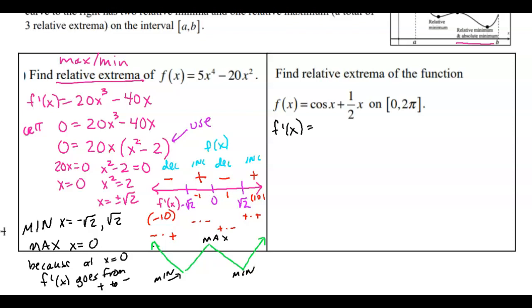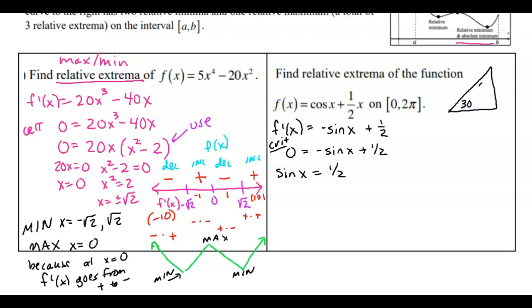So our derivative, cosine is negative sine, plus 1/2. We want to set that equal to 0 to find our critical values. I always like to label things in case that's what the question is asking. Add sine. So now we need to solve this without a calculator. So this is asking you what angle has a sine value of 1/2. So you have to remember your special triangles.